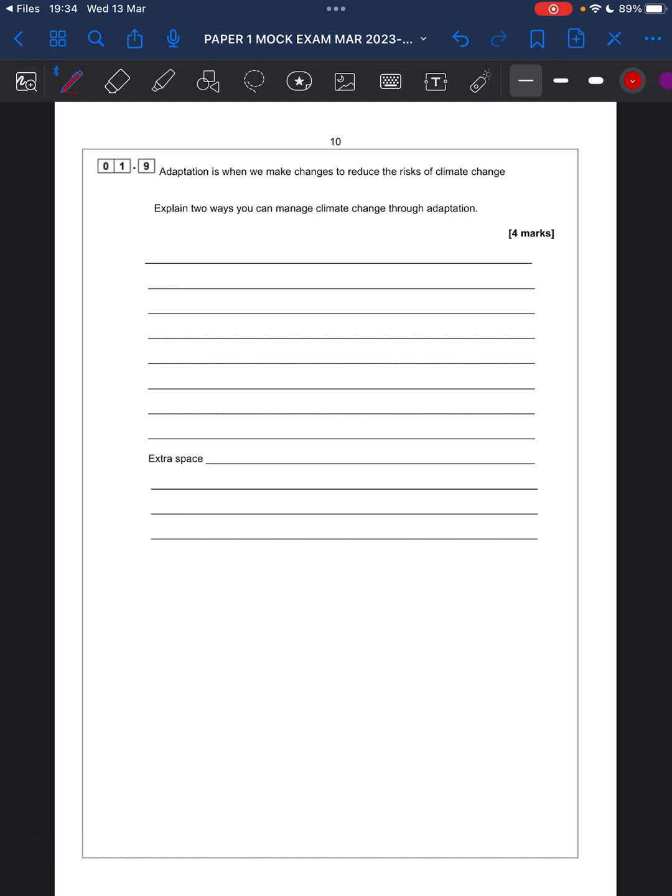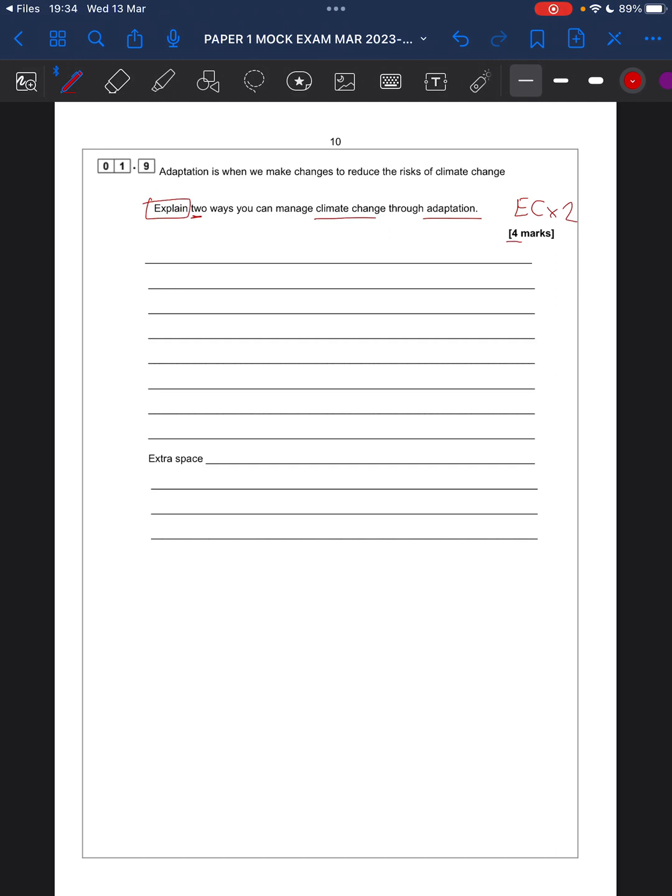Okay, 1.9. Adaptation is when we make changes to reduce the risks of climate change. Explain 2 ways you can manage climate change through adaptation. Command word, 2 ways, climate change, adaptation. It's 4 marks. This is not a formation question, so it's EC times 2. And I'm not going to spend too much time on this. You've just got to explain a couple of ways that adaptation can manage climate change.